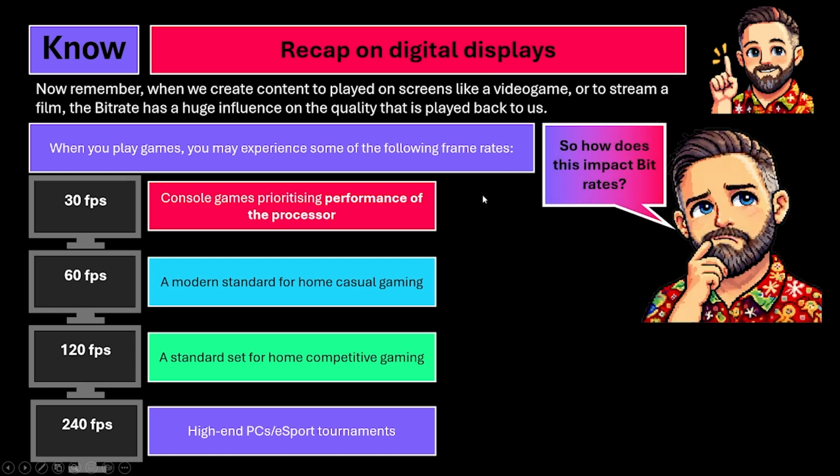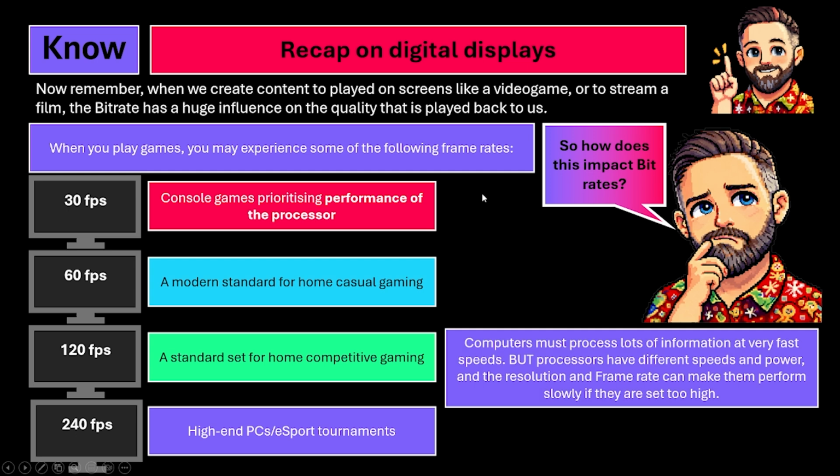How does this impact bitrates? Computers must process lots of information at very fast speeds, but processors have different speeds and power, and the resolution and frame rate can make them perform slowly if they are set too high. If you only have a machine that's really capable of 30 to 60 frames per second and you try to push it to 120 frames per second, it will probably burn out. So you have to be really considerate when purchasing a new machine for competitive gaming that your processor can actually handle a higher frame rate, otherwise it might not work.